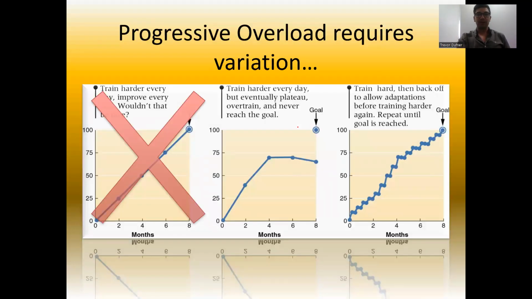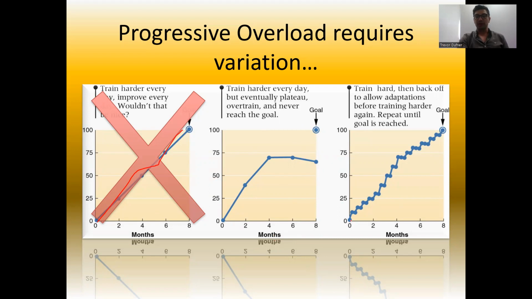As well as we look at this, progressive overload requires variation. So we're looking at this, really, this straight line here doesn't occur. Straight line, definitely not the line I drew, it's not straight at all, but that straight line does not occur. You don't just go from baseline to your peak. You need to go in a stepwise manner.